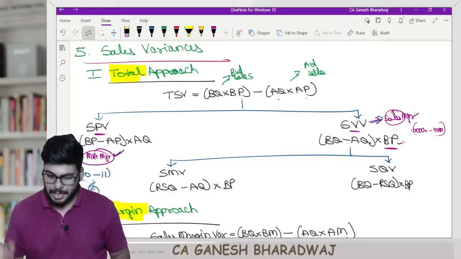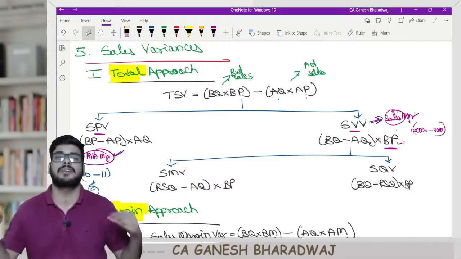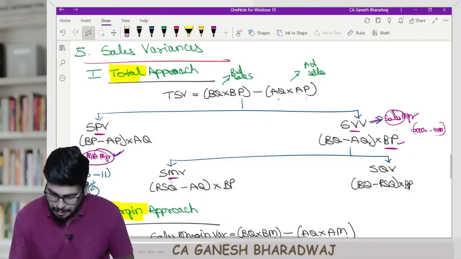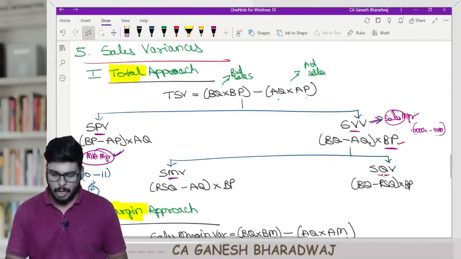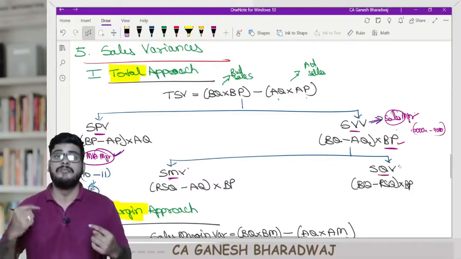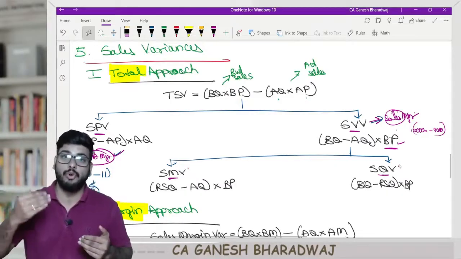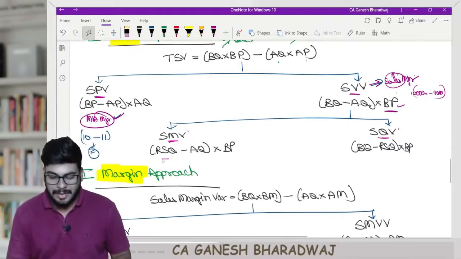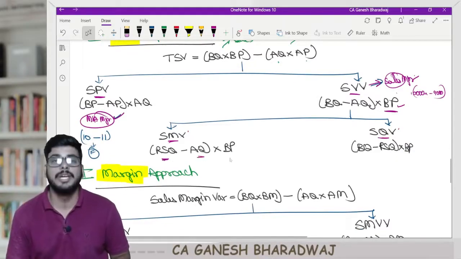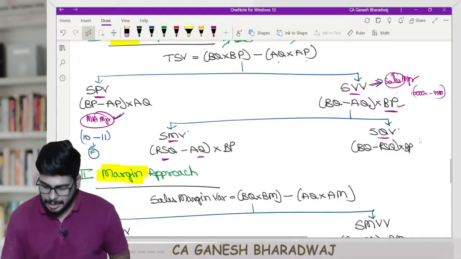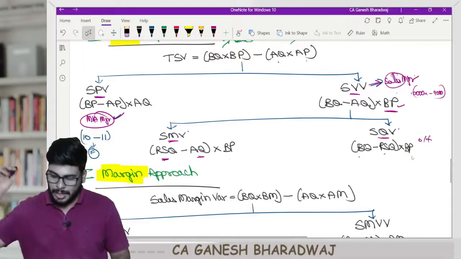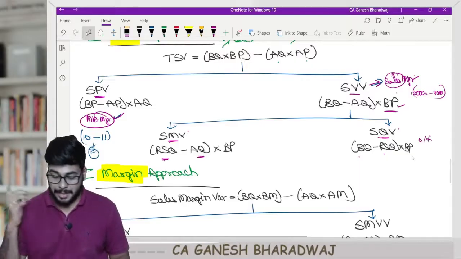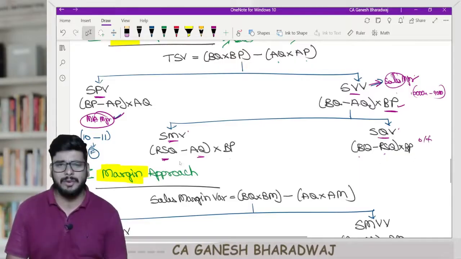Clear with this, guys? Right now, the volume variance can be further classified into what? Sales mix and sales quantity variance. Now, when will you have these two bifurcations? When the company is dealing in more than one type of product. Are you clear with this? So here, what is the formula? Revised standard quantity minus actual quantity into what? The budgeted price, and this is going to be the balancing figure. The budgeted quantity minus revised standard quantity into what? Into budgeted price.